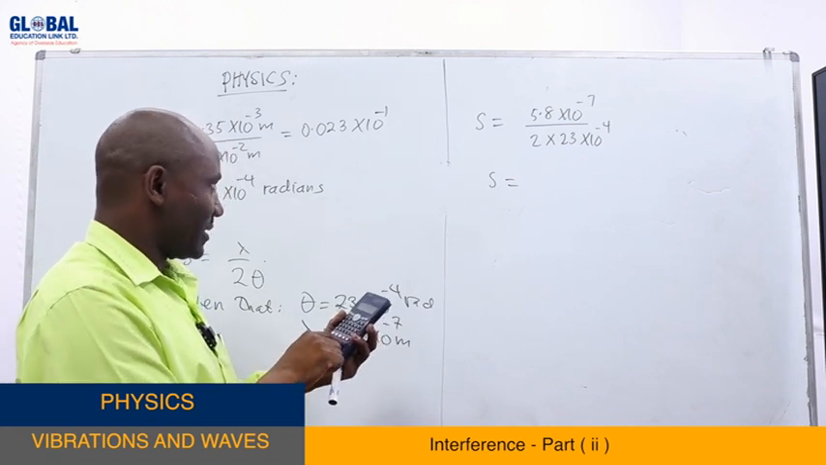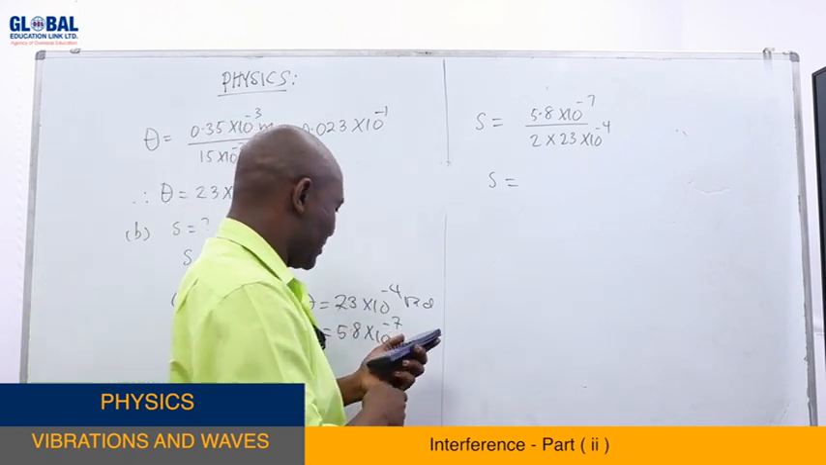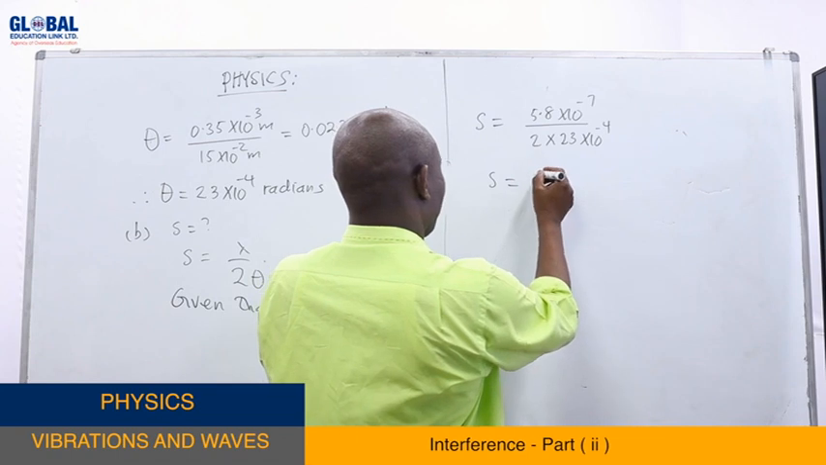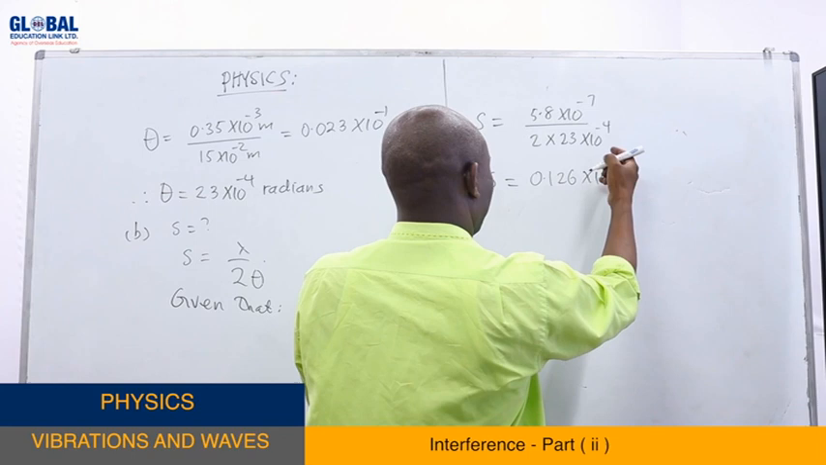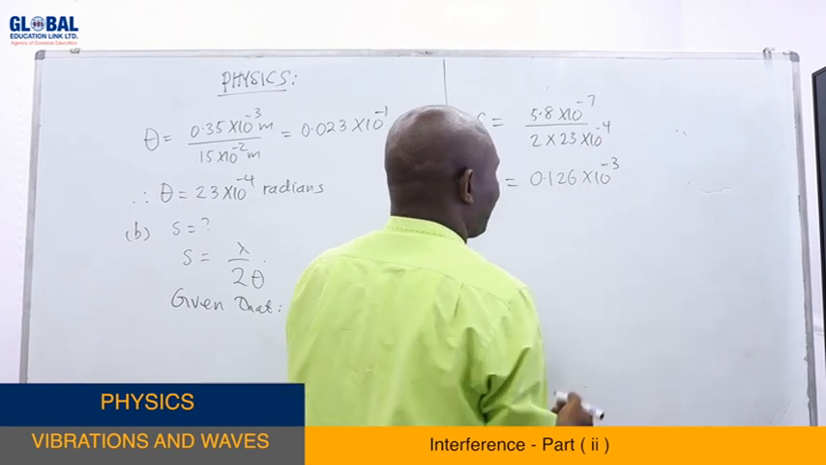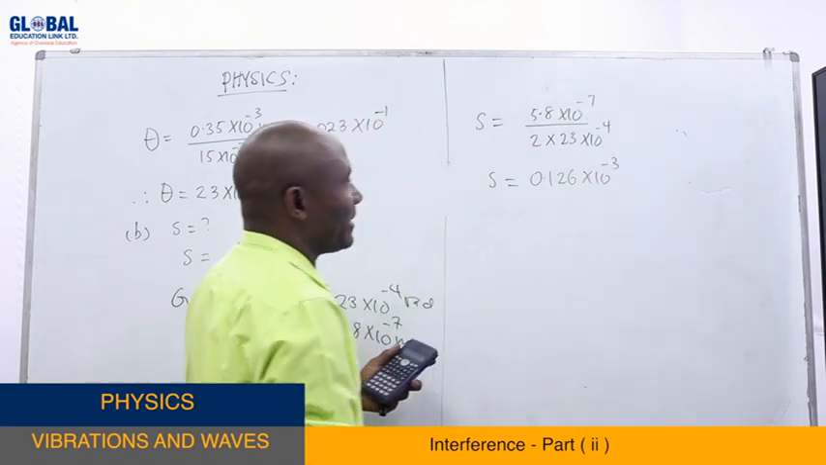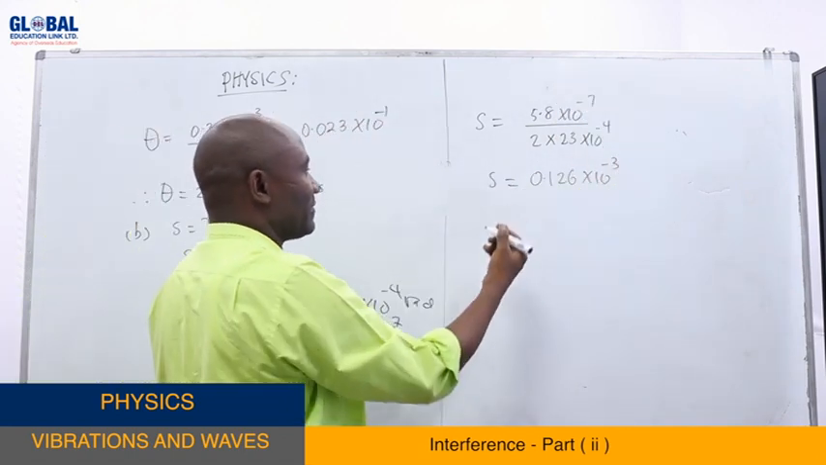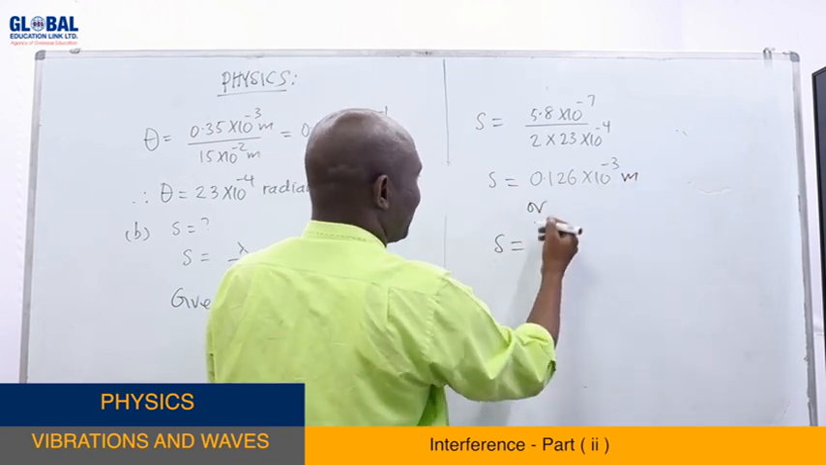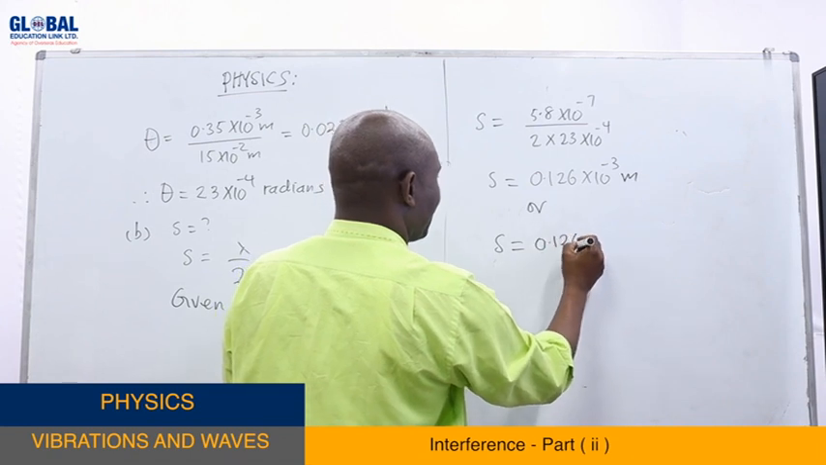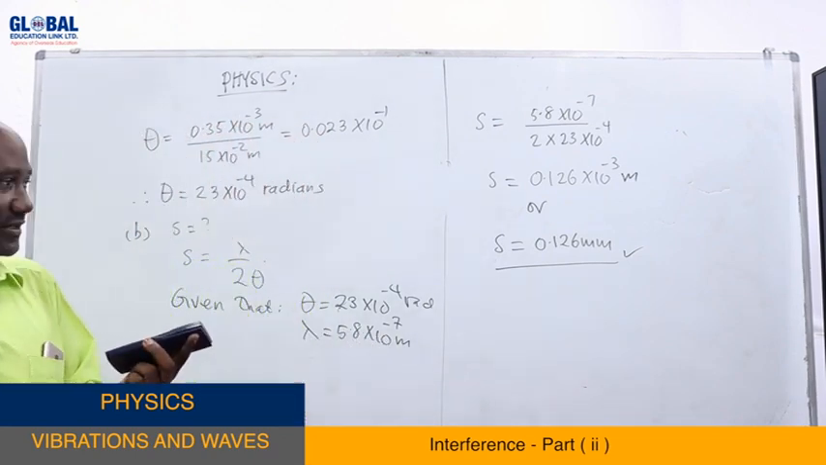5.8 divided by 46 is 0.126 times 10 negative 3. This is negative 3, this is negative 7, this is negative 4. When you combine, according to mathematics, this gives negative 3. This is in meters, or equals, because it's very small, you can say 1.26 millimeter. So that's the fringe separation.